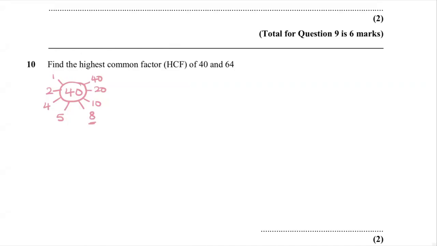Now, with the 64, because we're looking for a highest common factor, we really just want to test if these numbers are in the 64 rather than find absolutely every single one of them. Well, obviously the 1 is, and the 2 is. We might need to stop and think about it, but the 4 is, 5 isn't, 6, obviously 7, don't need to think about it. 8 is, and then 10 isn't, 20 isn't in 64, and 40 isn't. 8 is the highest common factor.